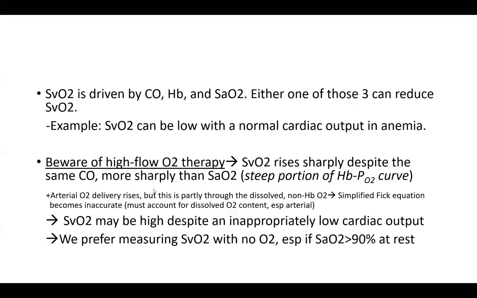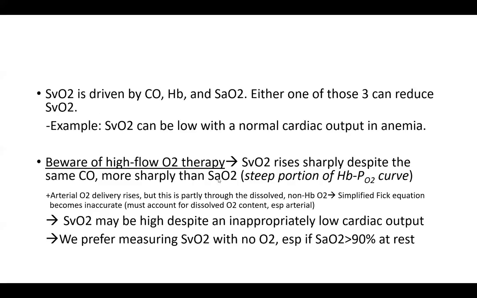Another important thing that I mentioned earlier is high flow oxygen therapy. As I mentioned earlier, if somebody is on high flow oxygen, what I mean by high flow, over 2 liters of oxygen, or on non-rebreather or face mask and those things. So when you're on high flow oxygen, it's interesting, high flow oxygen will increase the arterial O2 delivery. It will increase the arterial O2 content and it will help potentially with O2 consumption. The only problem is that it will raise mixed venous O2 disproportionately to cardiac output and more sharply than arterial O2 saturation, simply because the mixed venous O2, like I explained earlier, is on the steep portion of the hemoglobin dissociation curve. So it will rise more sharply.